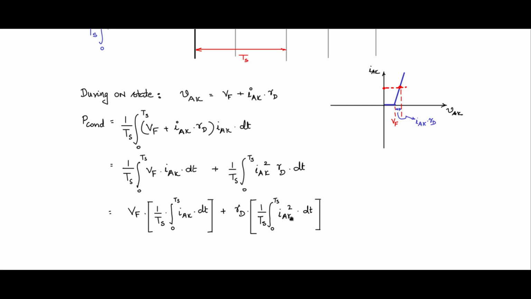Mean of the current square is nothing but RMS square. So therefore you have here the average of the current flowing through the diode, and you have here the RMS value of the current flowing through the diode. So therefore your conduction losses can be given by Vf, the forward cut-in voltage, into the average value of the current flowing through the diode, plus Rd, the forward dynamic resistance, into the RMS value of the current flowing through the diode. So P conduction is equal to Vf into I average plus I RMS square into Rd.